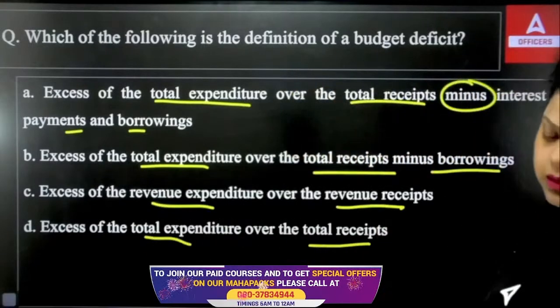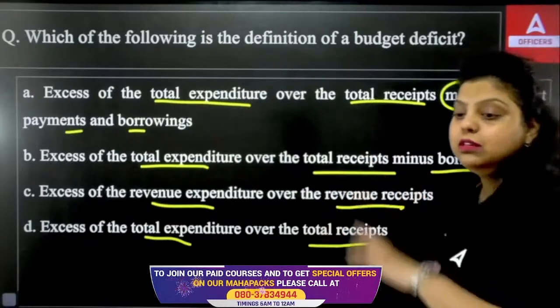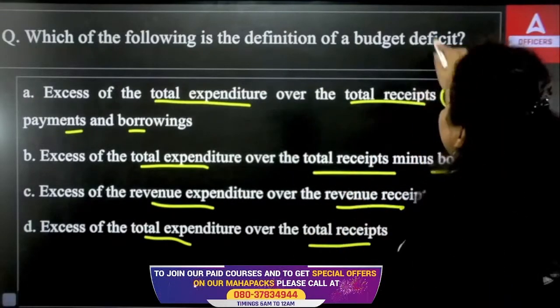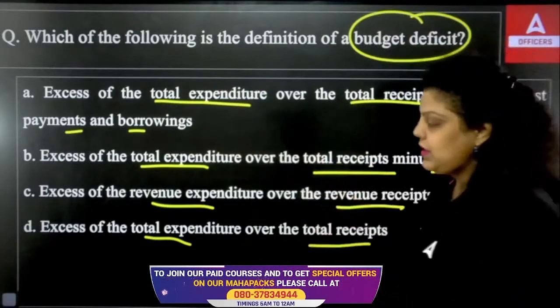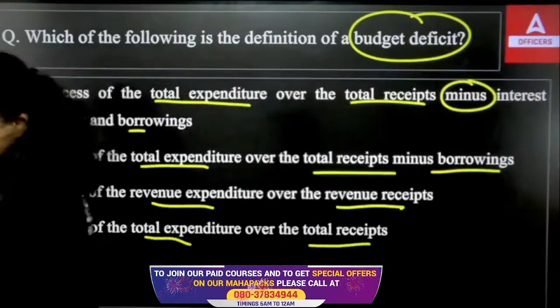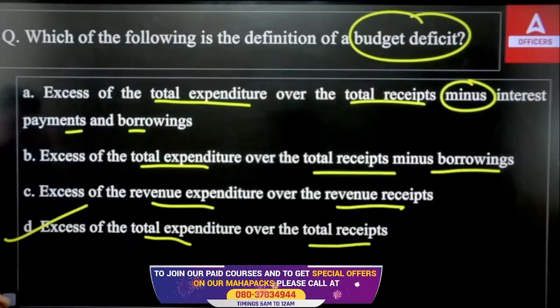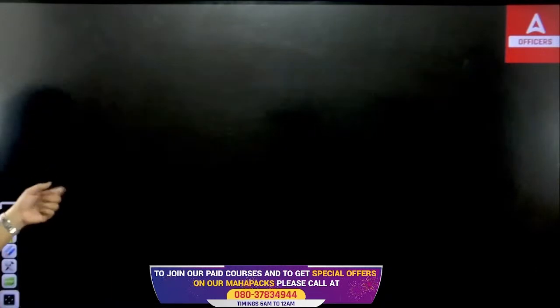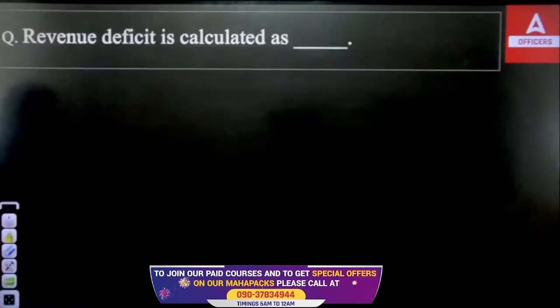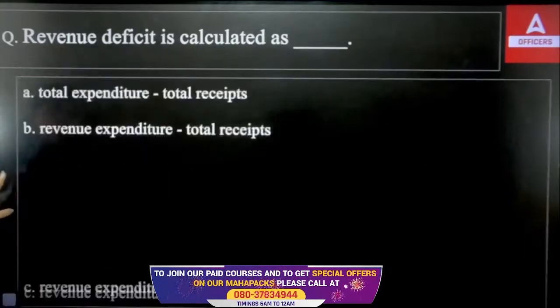So what you're talking about, budget deficit, it means the overall budget of the government went to the loss. And when the overall budget went to the loss, it means total expenditure is more than the total income. So right answer will be D option. The excess of the total expenditure over the total receipts will be the right answer. Okay. Next, revenue deficit is calculated as.